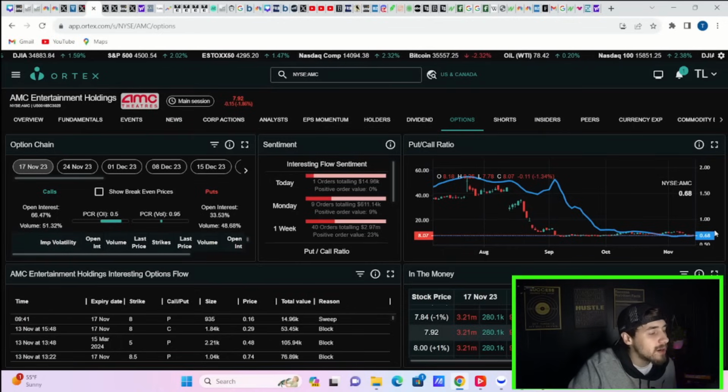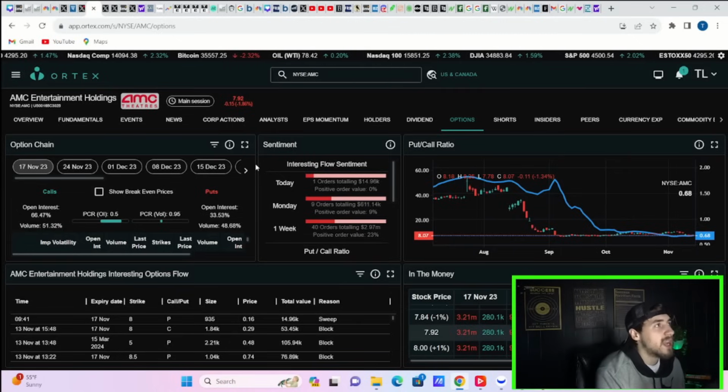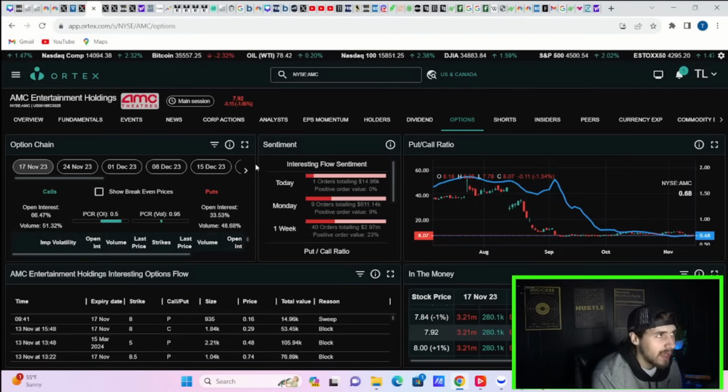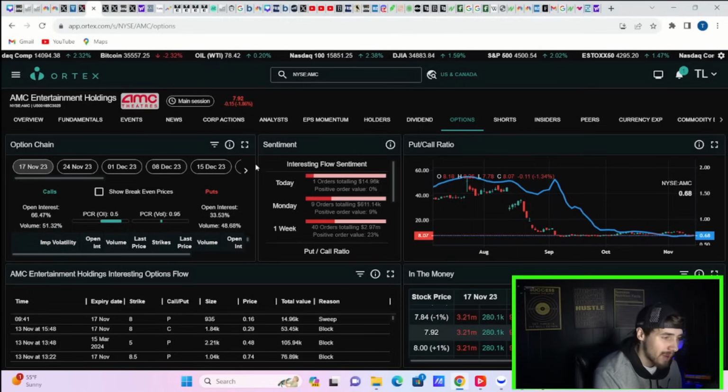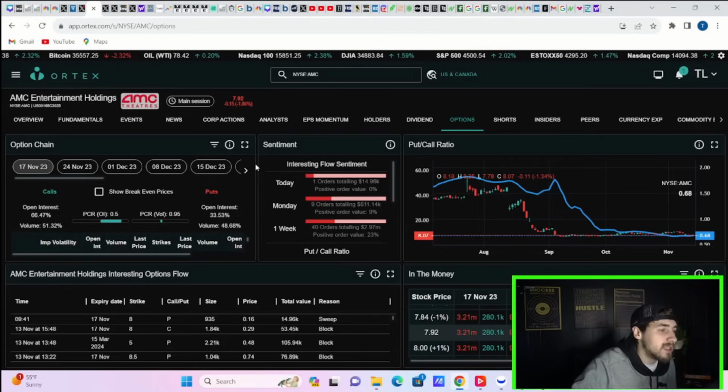If you take a look at the entirety of the option activity for this week, you do have 66.5% of the open interest on the call side and 33.5% of the open interest on the put side. Now, volume today is 51.32% calls, 48.68% puts. So if you factor in retail investors, hedge funds, all of them, any of the options trading hands today, you are still more bullish than bearish. Even though AMC is down about 2%, that is what I would call pretty good, relatively speaking.